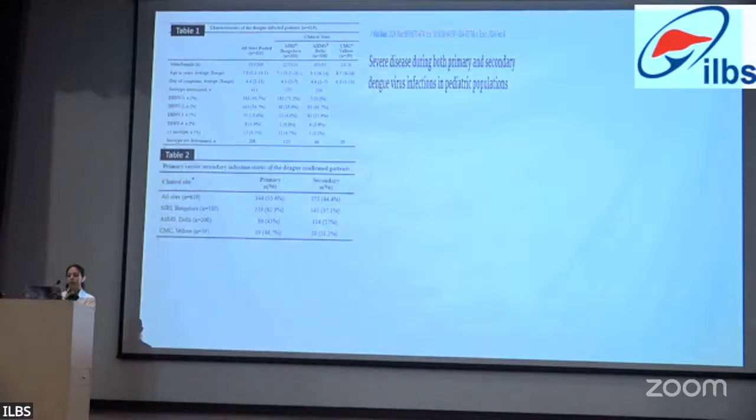Patients with confirmed dengue infection were classified as primary or secondary dengue based on the ratio of the index. Analysis of primary versus secondary infection in all 3 sites showed a mixture of primary and secondary infections.